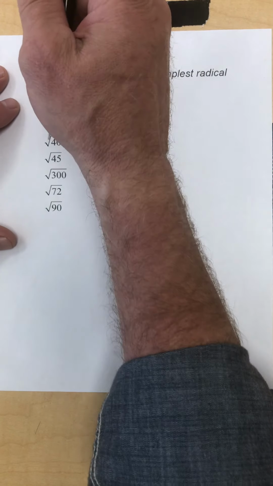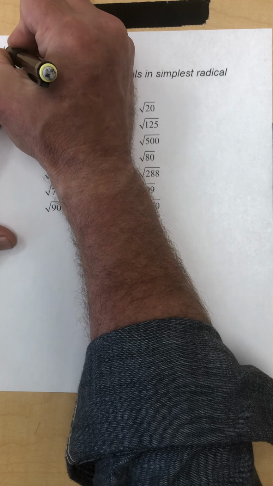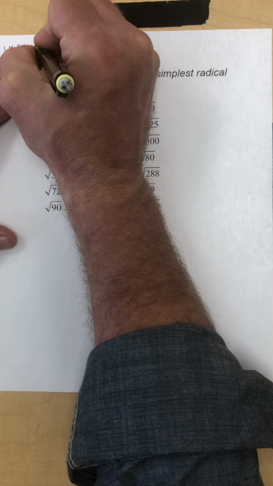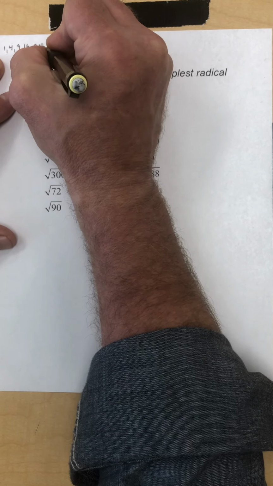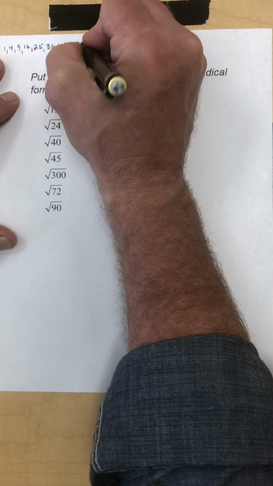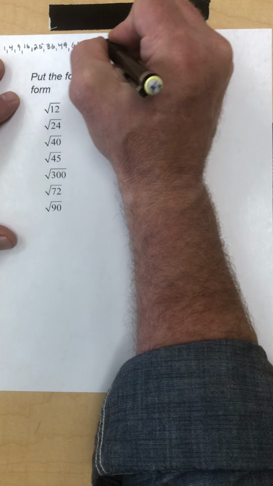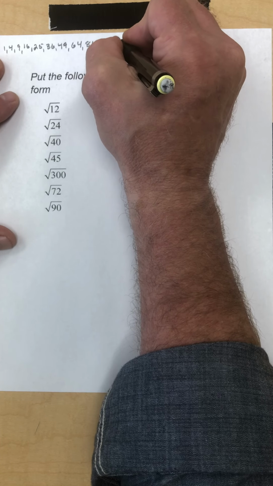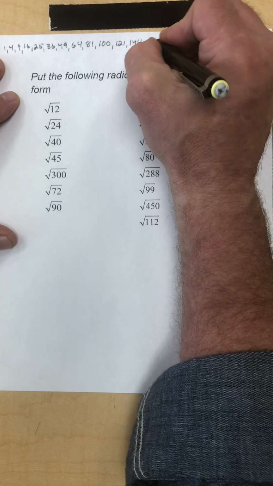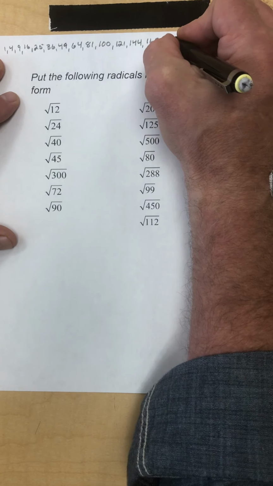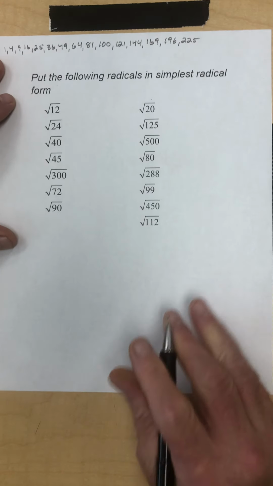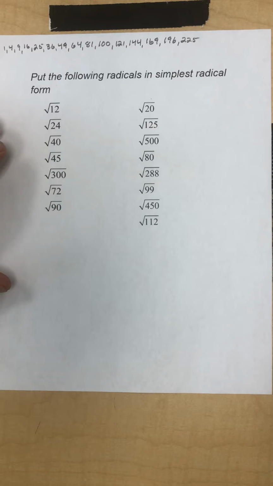Just make a little note. Remember our perfect square numbers: 1, 4, 9, 16, 25, 36, 49, 64, 81, 100, 121, 144, 169, 196, and 225. You need to know those off the top of your head, so start working on them.